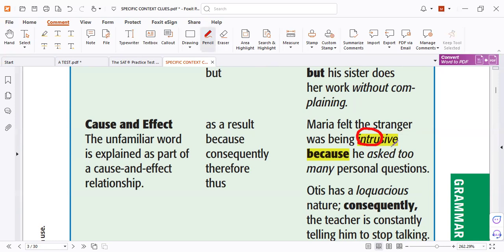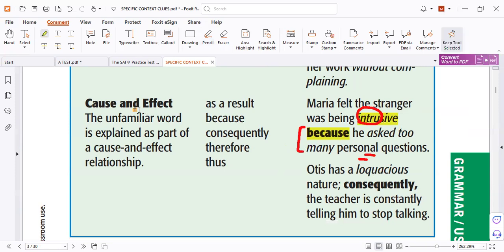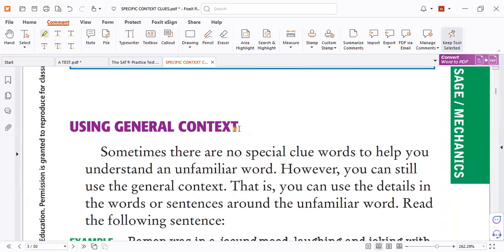But it depends on the writer. Here it's negative. That means the narrator does not love personal questions, but perhaps in another context he loves them. So it depends on the tone. So we expect anything for cause and effect like this, and thereby, for example, hence, henceforth, any transition words to help you. It's called the common techniques.